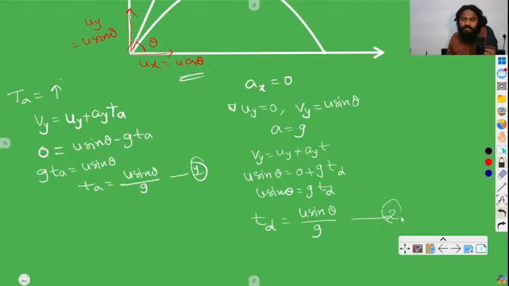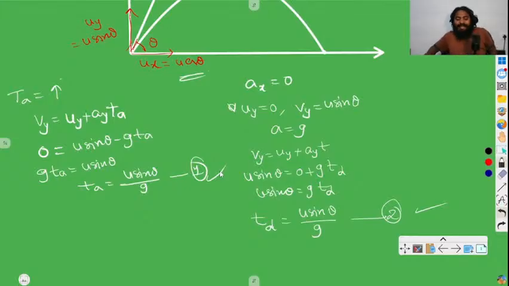This is equation 2. From 1 and 2, it is proven that the time of ascent is equal to the time of descent. Hope it is very clear.